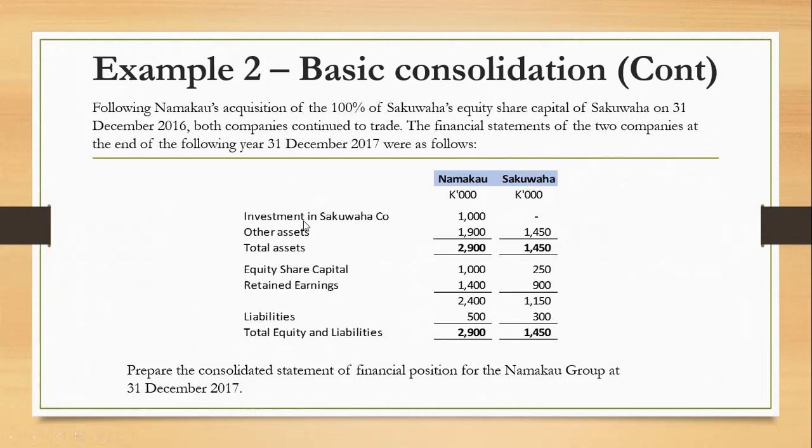So we have investment in Sakwaha, which is still 1,000. But remember that now Sakwaha has been trading after Namakau bought the shares. So we are bringing in a concept of post-acquired profits. So whatever profits were made by Sakwaha after the acquisition of Sakwaha by Namakau, that profit will be added as part of retained earnings. So we are asked to prepare the consolidated statements of financial position for the Namakau Group at 31st December 2017.